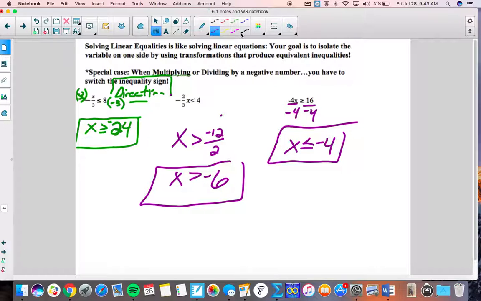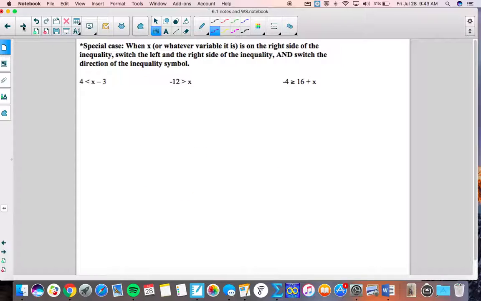Now it's only when we multiply or divide by a negative. If we add or subtract a negative, it doesn't flip it. If we add or subtract a positive, it doesn't flip the direction of the symbol or the inequality. And if we multiply or divide by a positive, it does not switch the direction of the inequality. So I gave you 3 examples. All of these had flipping, but that's because we were multiplying or dividing by a negative.